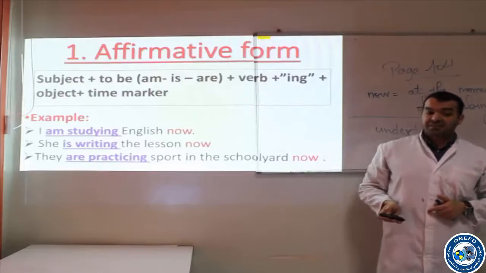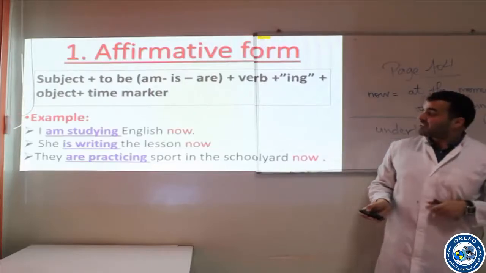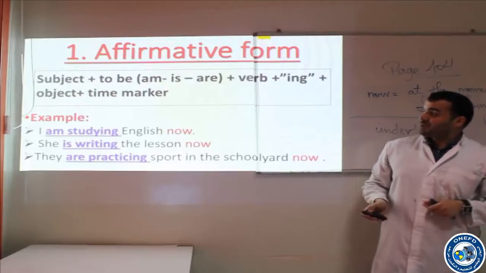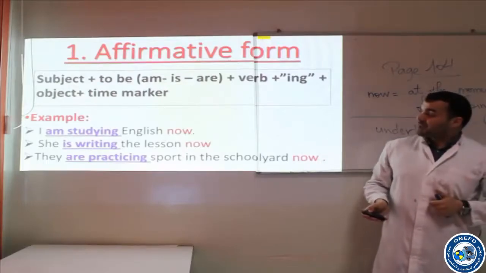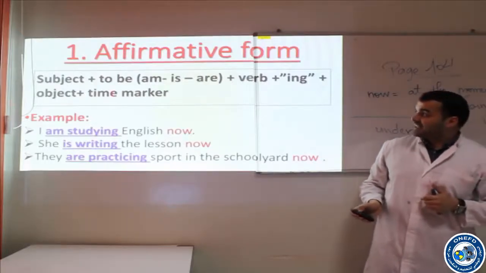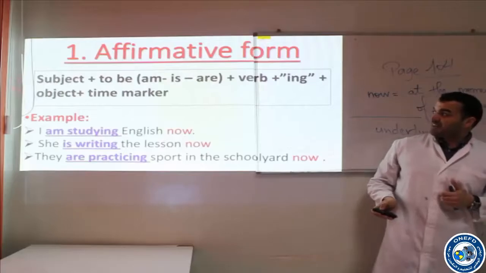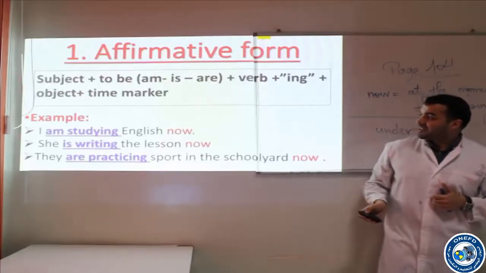Where is the subject? Very good. I is the subject. To be in present simple, we say I am. Verb study plus ing. Okay, so I am studying. Where is the object here? English. Very good. And the time marker now.